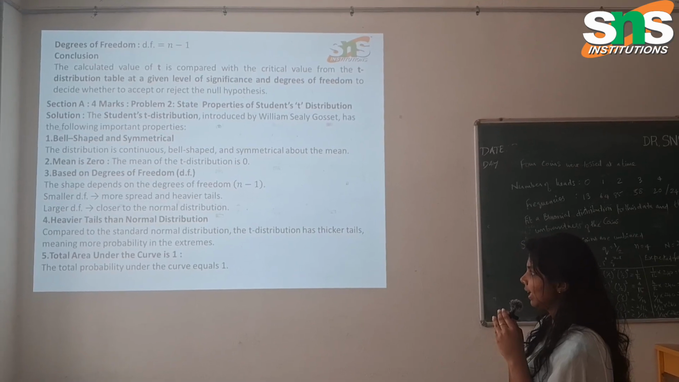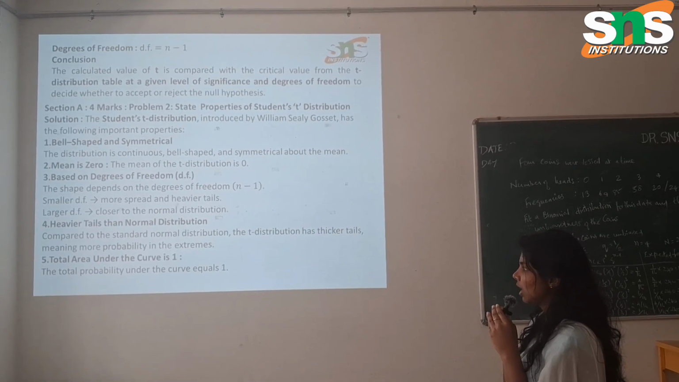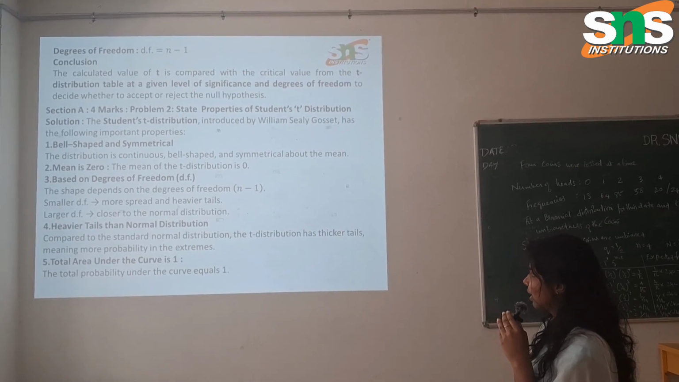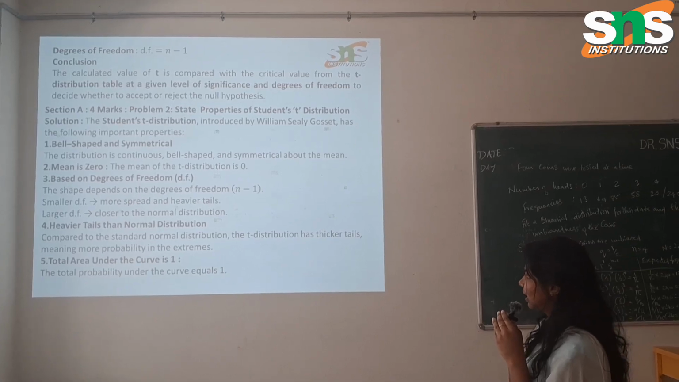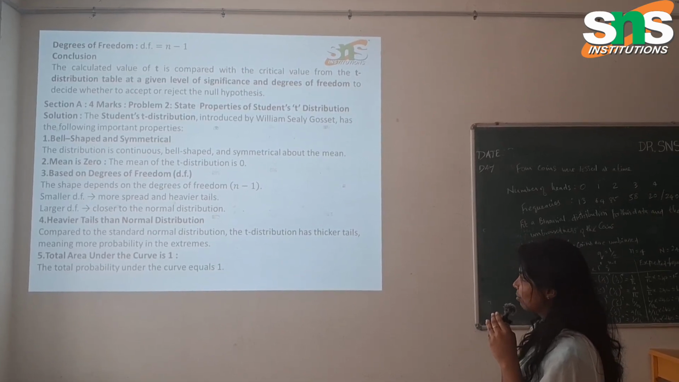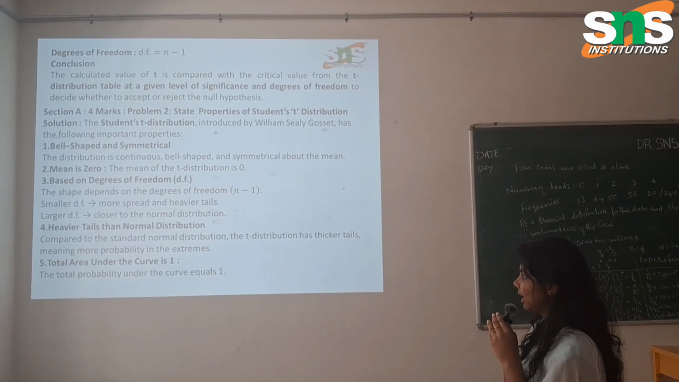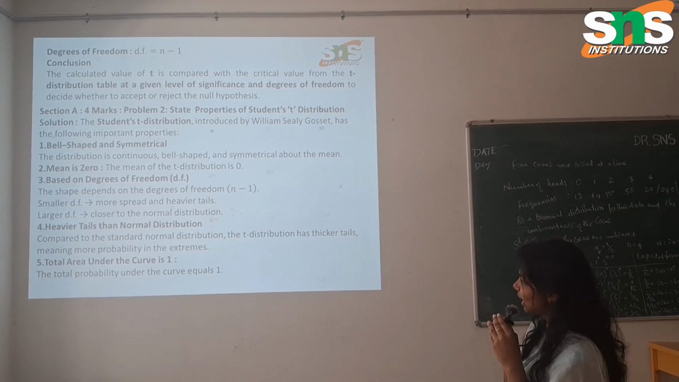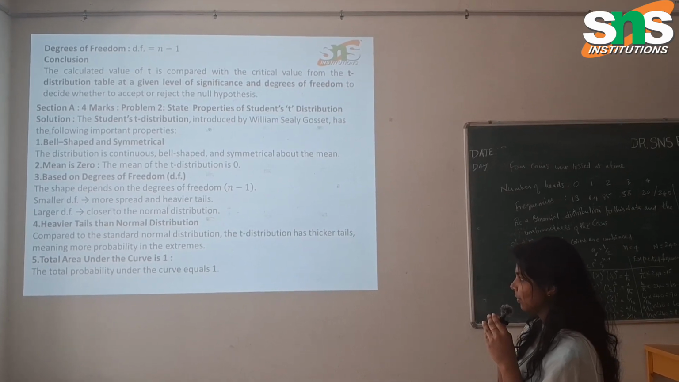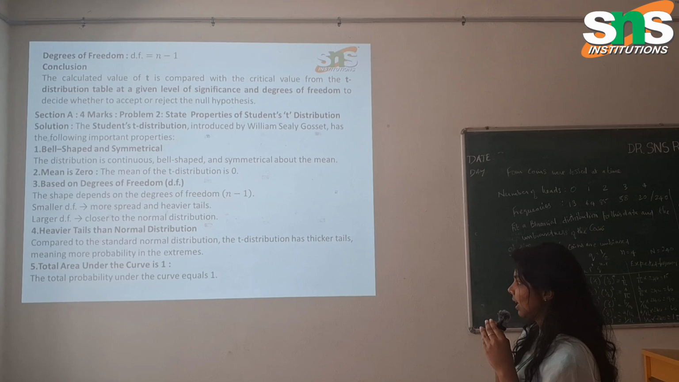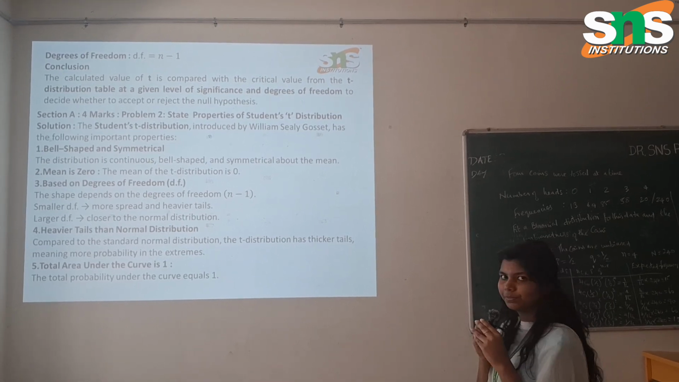Fourth, heavier tails than the normal distribution. Compared to the standard normal distribution, the t distribution has thicker tails, meaning more probability in the extremes. Fifth, total area under the curve is 1. The total probability under the curve equals 1.